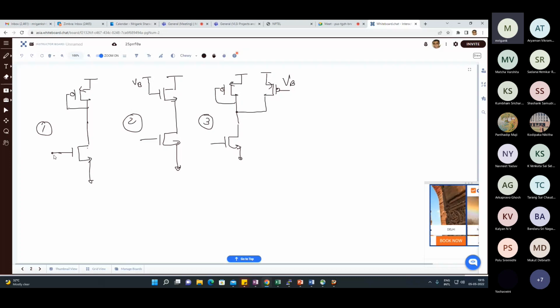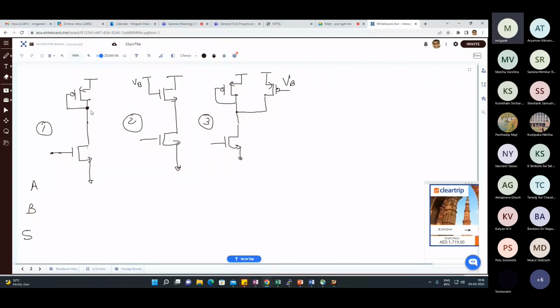So in configuration 1, I need to find out three things. One is the gain, second is the bandwidth, and third is the swing, so signal swing. In the case of configuration 1, what is the gain? Have you studied this configuration, or the BJT version of this configuration? Yes, so this is minus gm1 times ro2 parallel 1 by gm2.